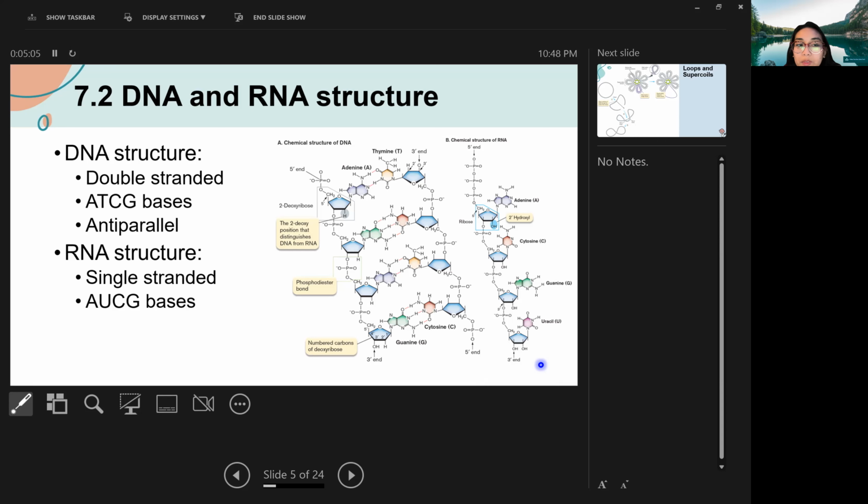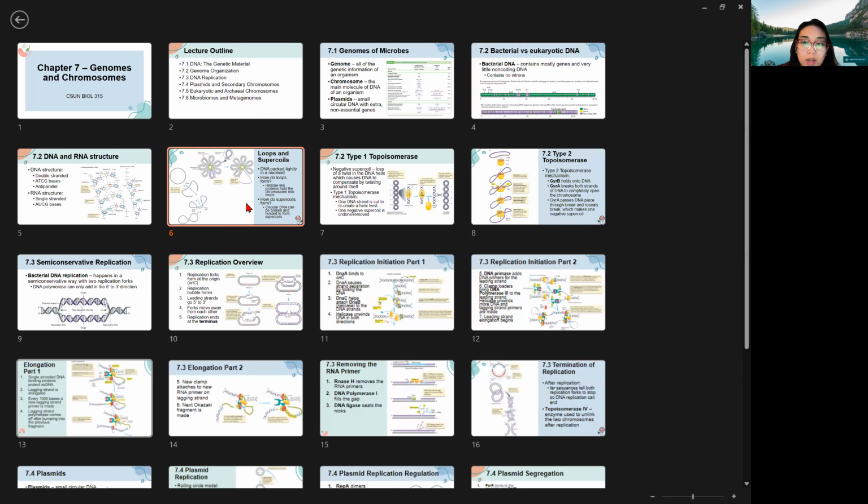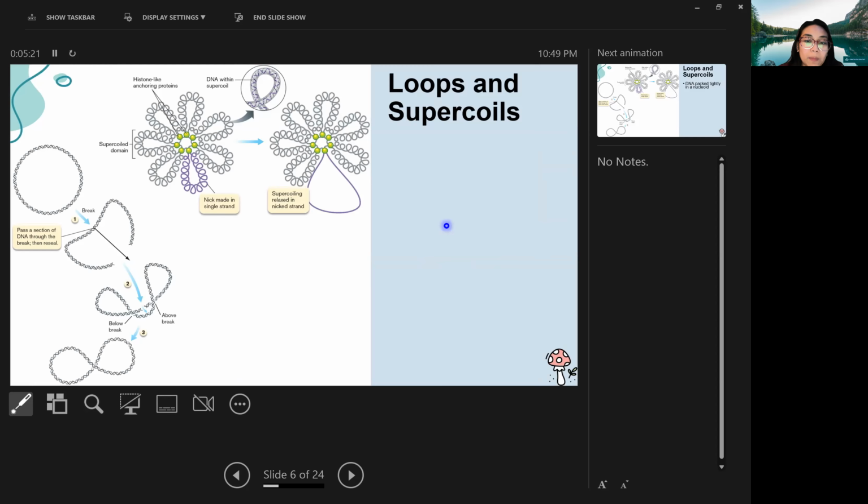So okay. So now we're going to talk about the structure of, and I think this should be 7.3 at this point. Wait, let me double check really quick. Just kidding. No, not yet. It's still 7.2.